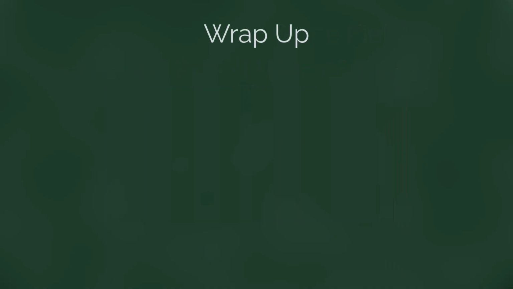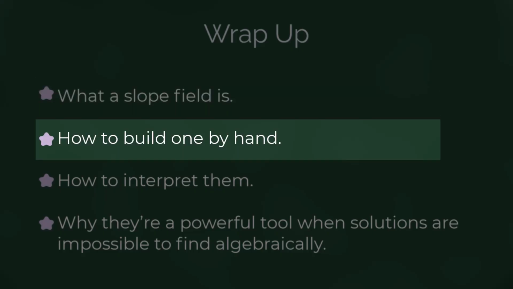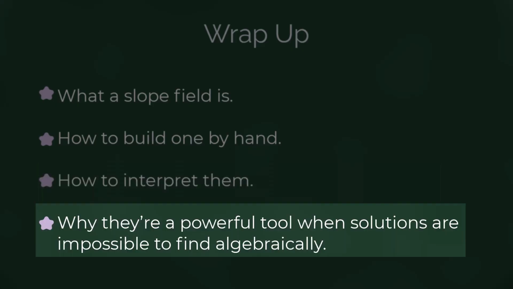Let's summarize what we've learned here. We now know what a slope field is. We can build one by hand by calculating slopes at individual points and plotting them on a grid. We know how to interpret a slope field. In particular, we can use them to determine equilibrium solutions and when our solutions might be increasing or decreasing. And we have some understanding of why they're a powerful tool when the solutions are impossible to find algebraically.